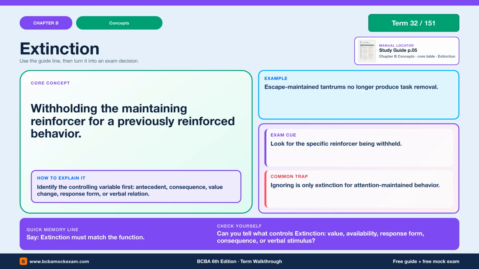The trap is thinking extinction means ignoring. Ignoring is only extinction for attention-maintained behavior. Do not choose extinction until you know the function. Extinction is not a vibe. It is withholding the specific reinforcer that has been maintaining the behavior. Memory line: Extinction must match the function.